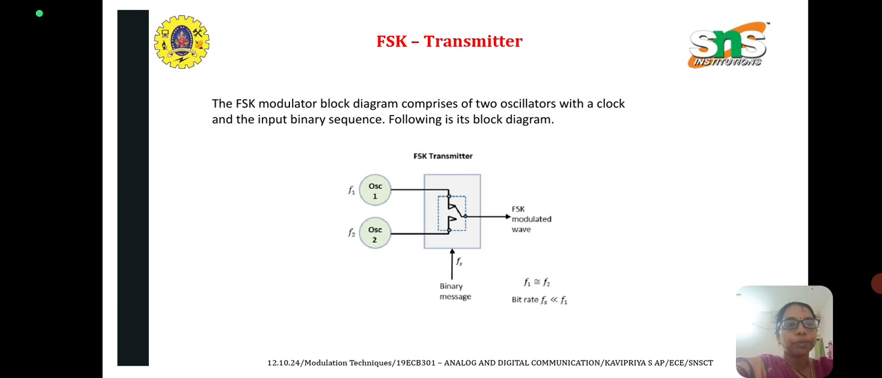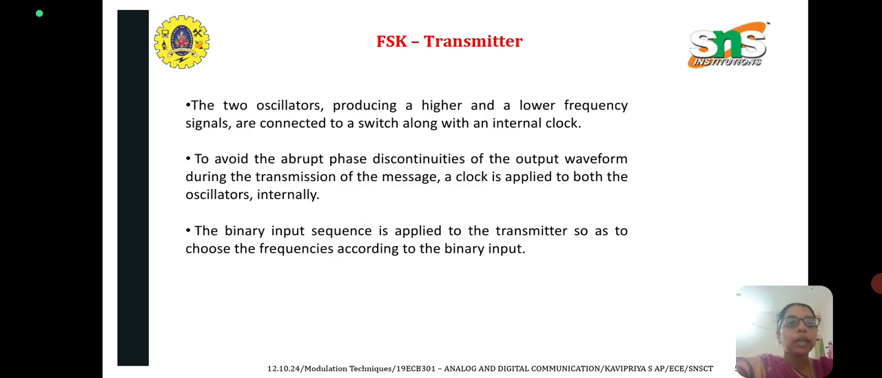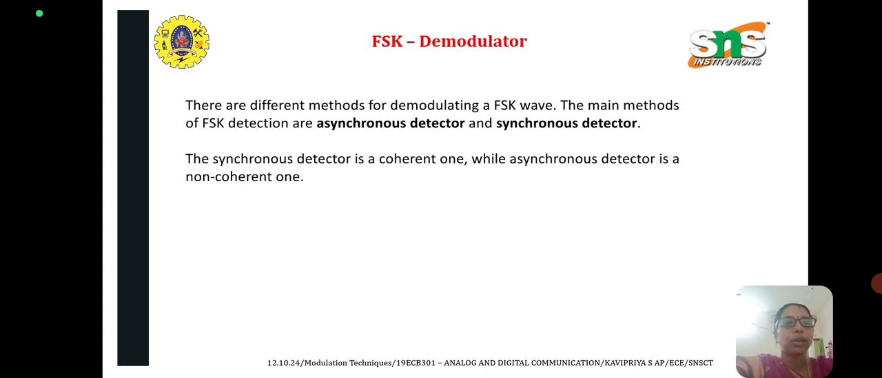The input to this transmitter is a clock, and we have two oscillator signals. The two oscillators produce high and low frequency signals, which are connected to a switch along with the clock. To avoid abrupt phase discontinuities in the output waveform during transmission of the message, a clock is applied to both the oscillators internally. So both are synchronized. The binary input sequence is applied to the transmitter so as to choose the frequencies according to the binary input. There are different methods of demodulating the FSK wave.